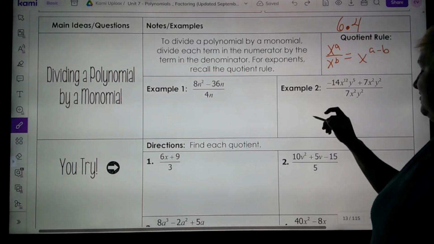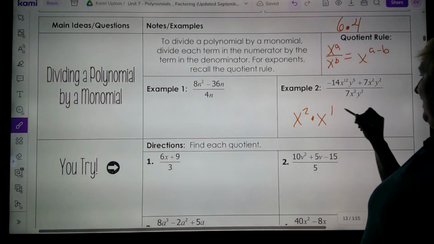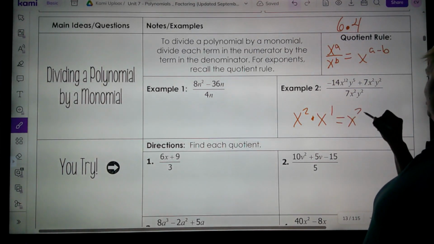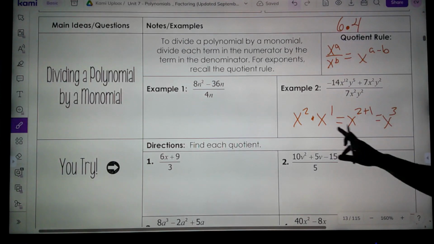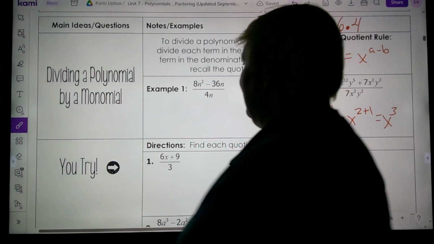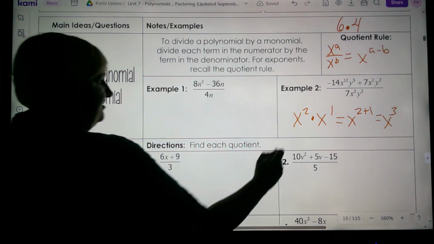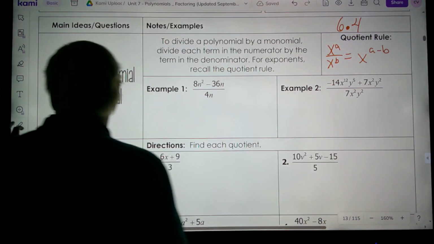So remember, when you're multiplying exponents, you add them. So it's going to be x to the 2 plus 1, so it's going to be x to the third. You add the exponents when you multiply. So when you're dividing, you subtract the exponents. All right, so let's see what that looks like.